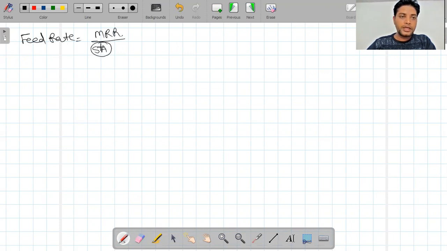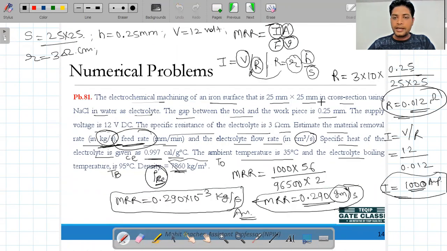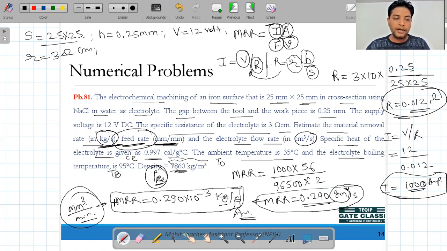Now the surface area is in mm square, that is 25 into 25, and the material removal rate that we calculated is in kg per second. So what we have to do is first convert this into mm cube per second, because feed rate is required in mm per minute. So for this we have to convert this material removal rate into mm cube per minute.